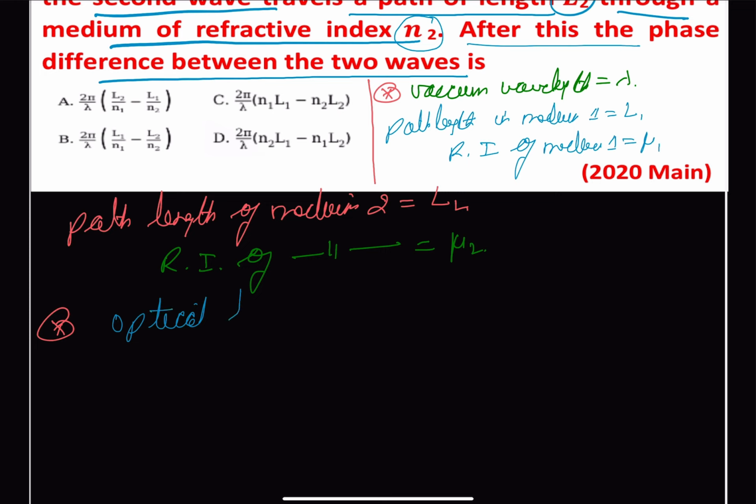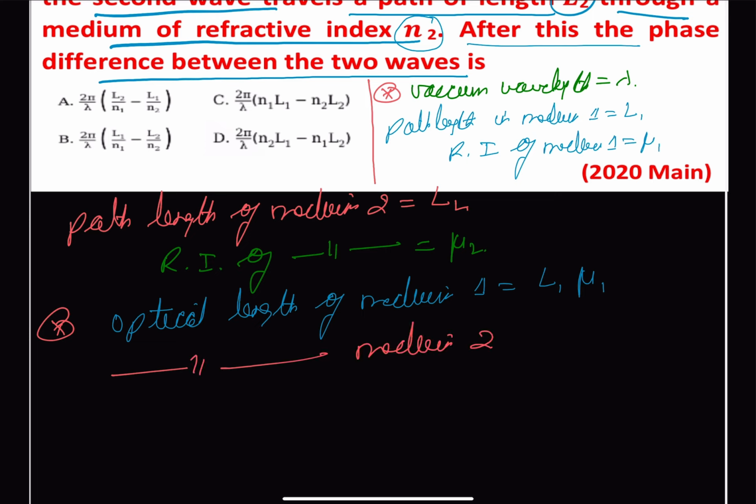Optical length of medium 1 will be equal to L1 multiplied by mu1, and optical length of medium 2 will be equal to L2 multiplied by mu2. From here we can find out the path difference.